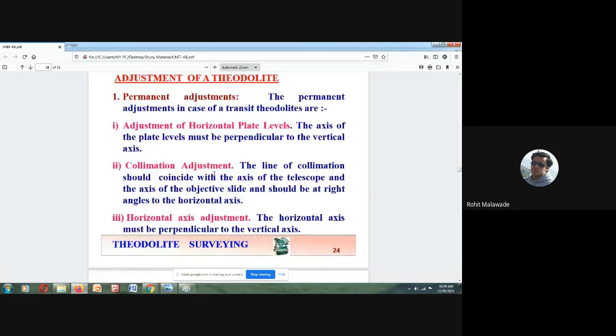Okay. The line of collimation adjustment. The line of collimation should coincide with the axis of the telescope, and the axis of the objective slide should be at a right angle to the horizontal axis, right? Now, the line of collimation should coincide with the axis of the telescope, right? And the objective slide should be at a right angle to the horizontal axis, right?